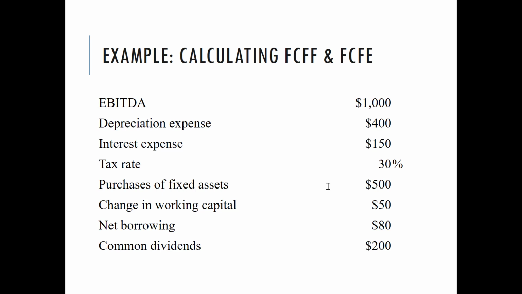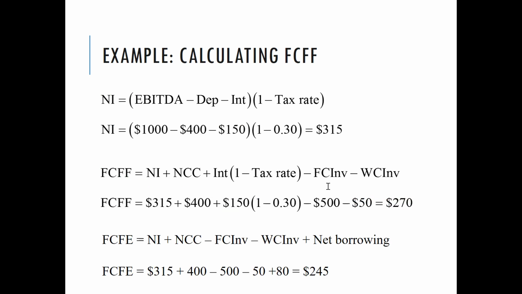To calculate net income, you can start with your earnings before interest, tax, depreciation, and amortization, which is the top line, and then obviously adjust for interest, tax, depreciation, and amortization. So what you would do is you would take that $1,000, subtract depreciation, subtract the interest expense, which gives you the earnings before tax, and you multiply it by 1 minus the tax rate, which gives you the net profit.